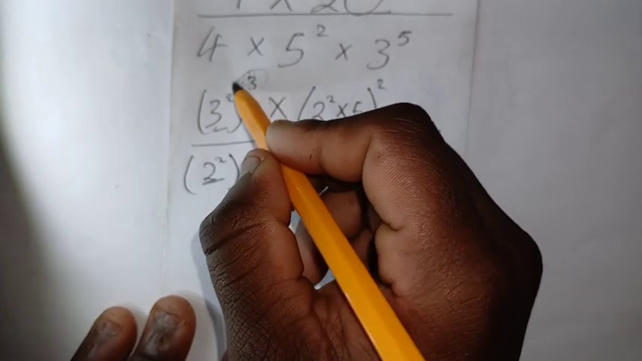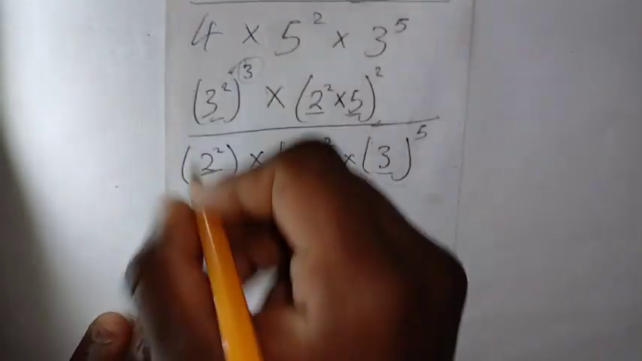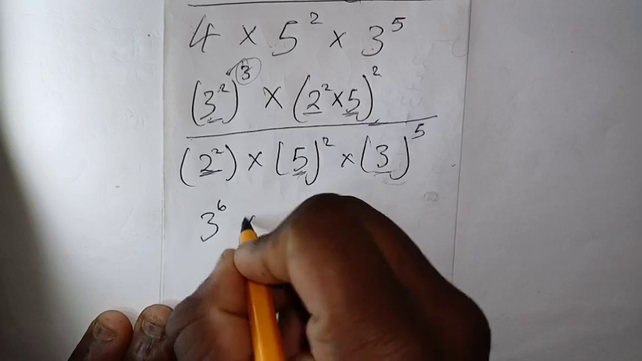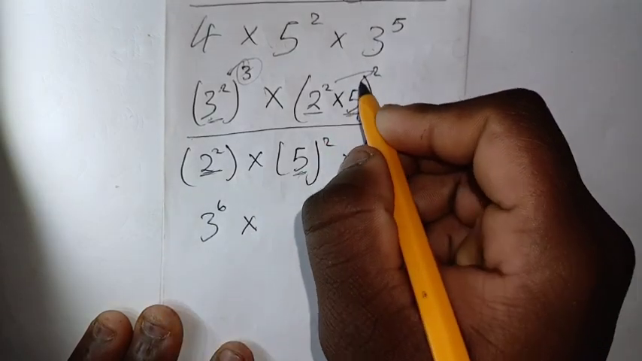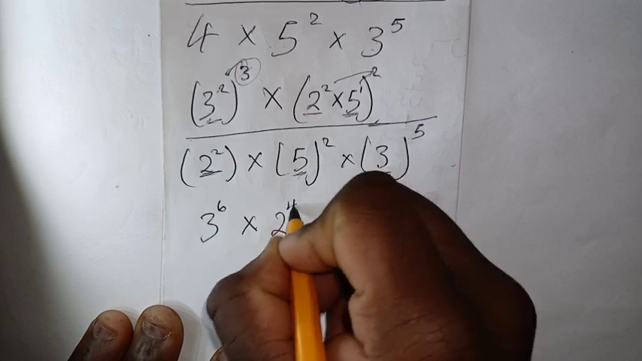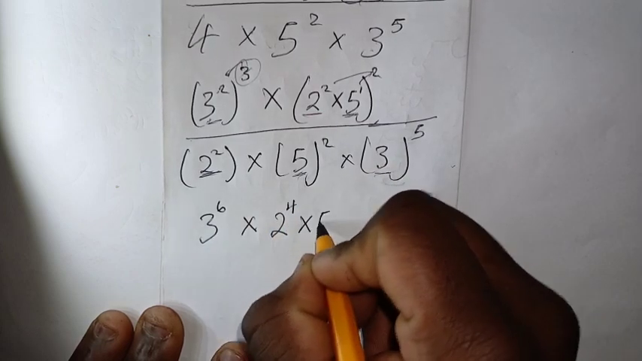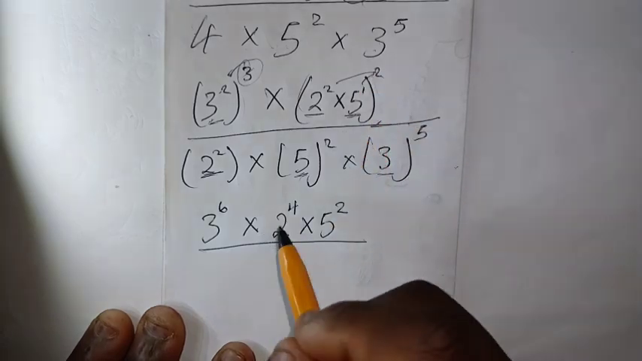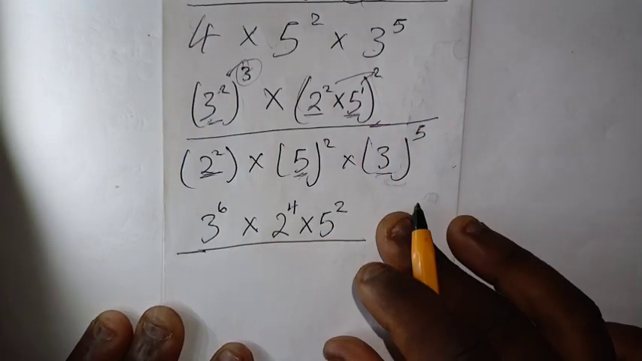Exponent outside, multiply each exponent inside. This thing, it will give me 3. This thing, it's what? It's 6. Multiply. This thing will multiply inside. Here there is invisible 1. Here it will give me 2 and 4. And multiply by 5 and 2. So the bracket will just disappear after you multiply. Do you see that? Yeah.